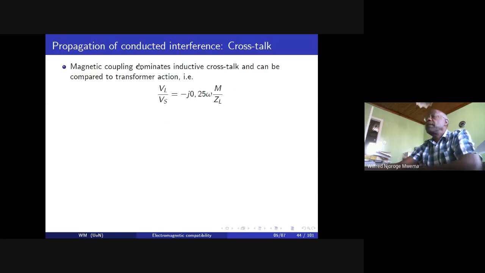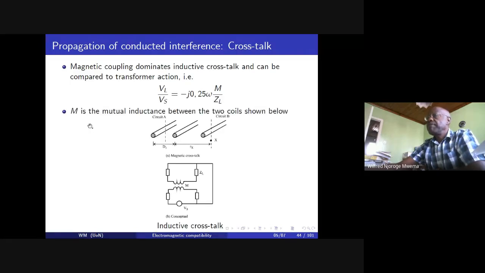So magnetic coupling will dominate inductive crosstalk, and this can be compared to transformer action, whereby the voltage transfer ratio is going to be given by minus j omega multiplied by the mutual inductance M divided by the load impedance ZL. So M is the mutual inductance between the two coils and will be as shown below. So we have circuit A and circuit B there, and we have a distance and a separation D1 in circuit 1.